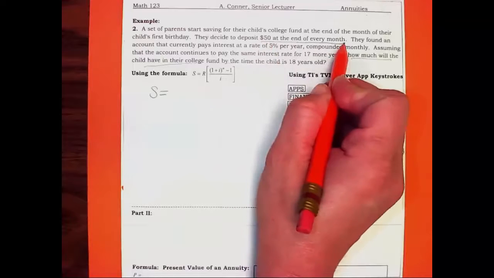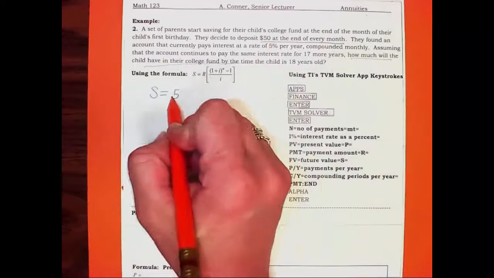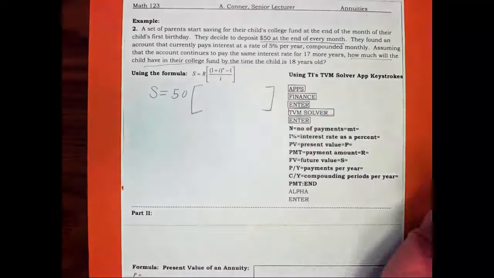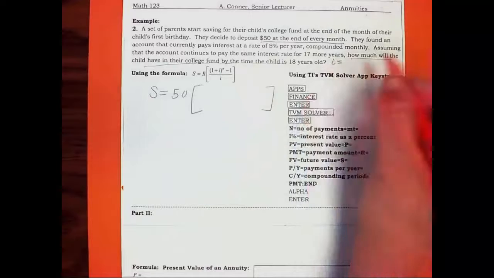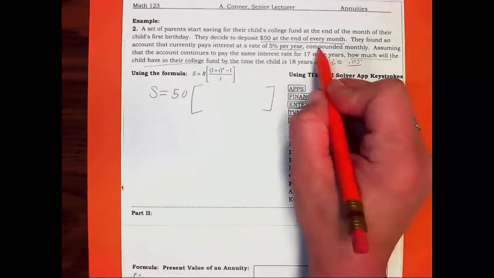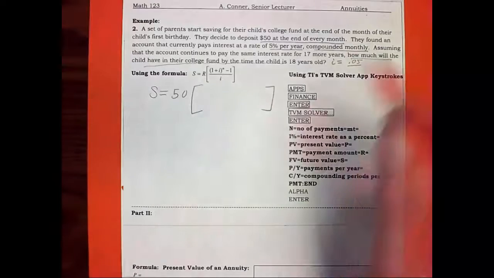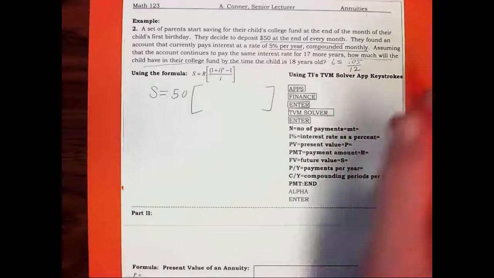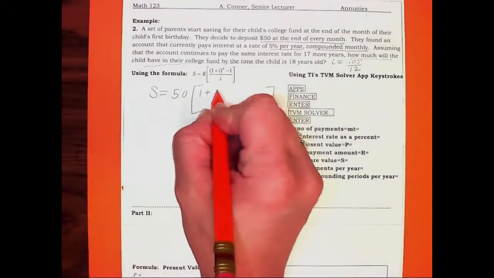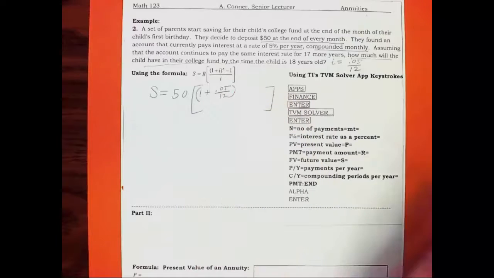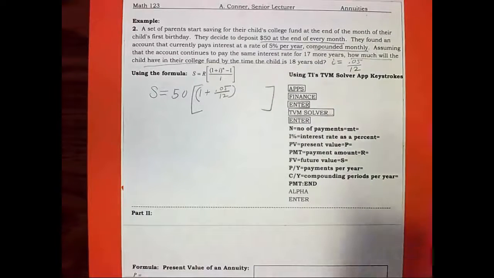This is going to be their payment each month, so let's go ahead and put that in there. And remember, I is equal to R over M. So the R is 5% per year, so we need to divide by M to get back to the compounding periods. Monthly would be 12. So we've got 1 plus 0.05 over 12. And remember, you can only simplify those decimals if they're exact like they were in the last example.